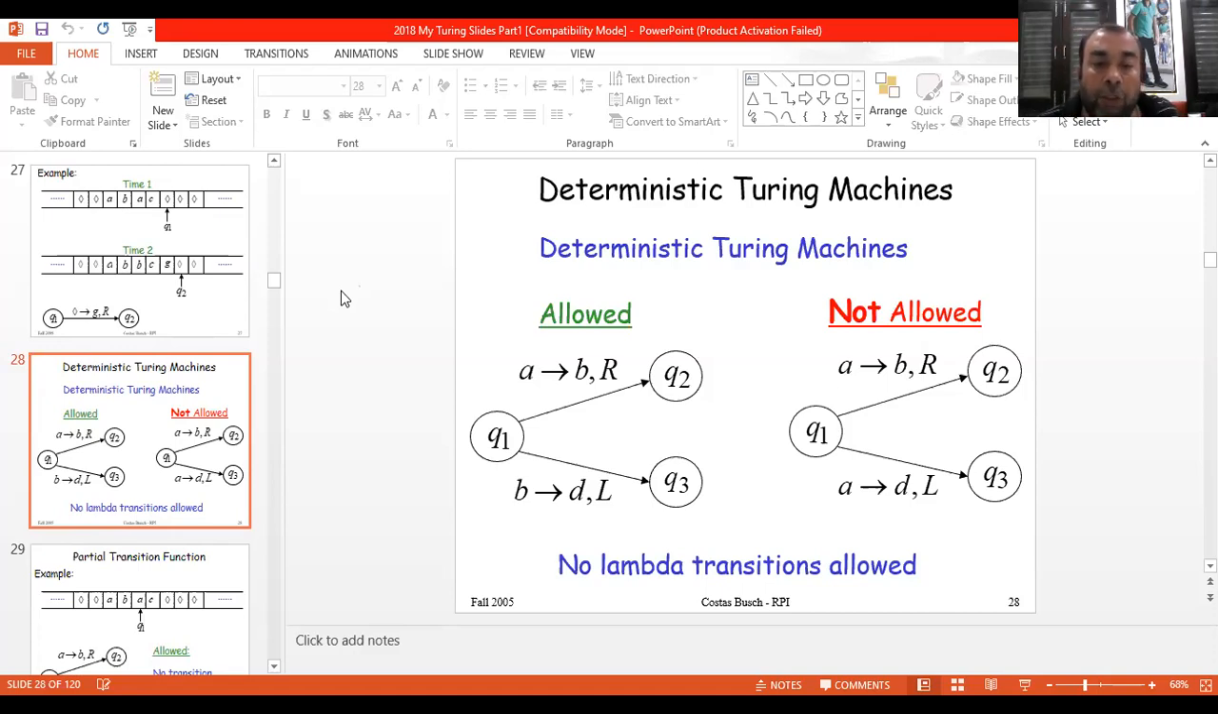So the left hand side is allowed because the input tape symbols are different. One is A, another next time is B.